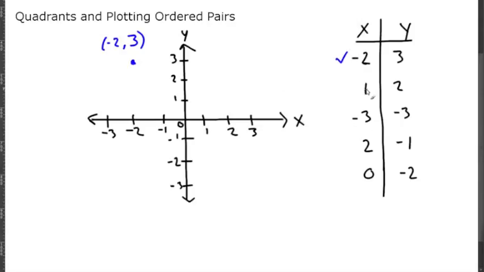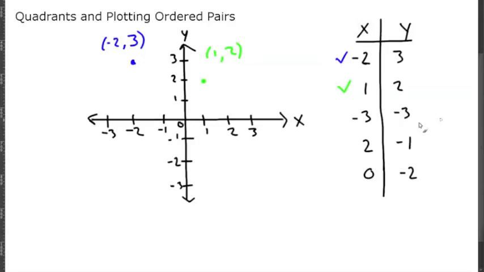Our next is 1, 2. So we're going to go 1 because it's positive, so we're going to the right, and then 2 up because it's positive. 1, 2. So our next coordinate lies right there. 1, 2. And I'm just rewriting these numbers as an ordered pair. So the green is done.